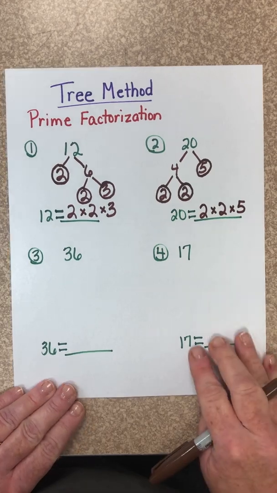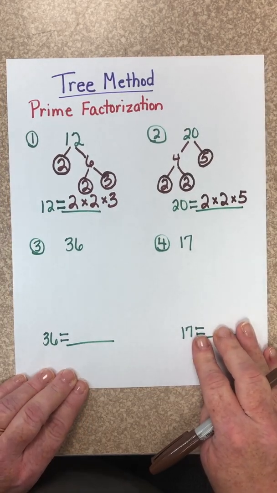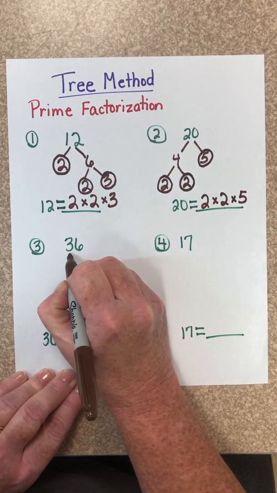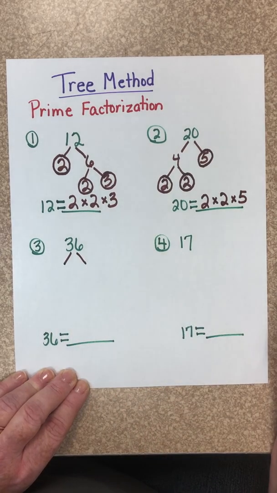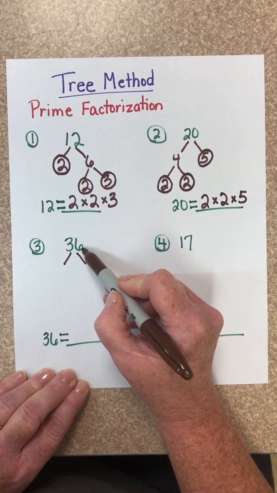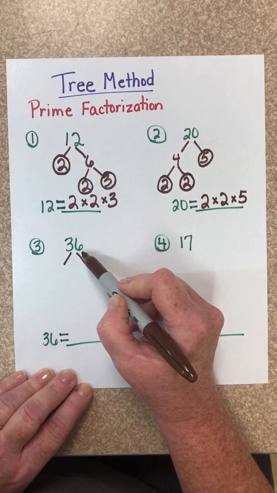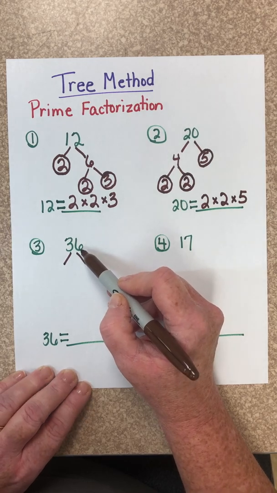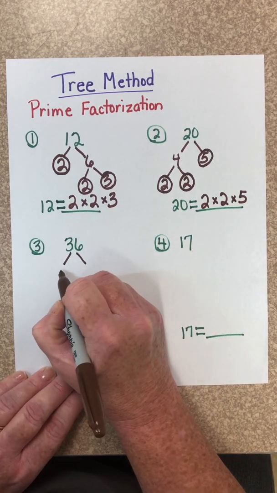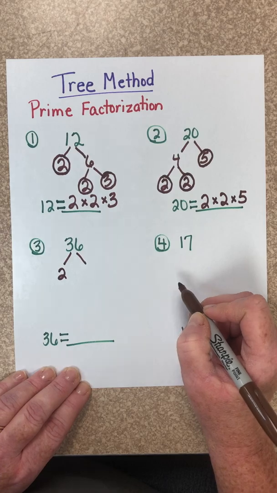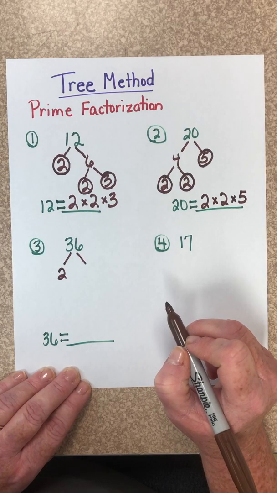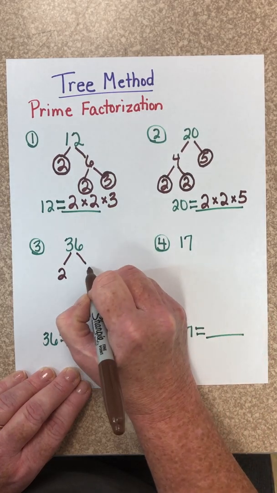Let's go to our third example, and this is 36. So let's do our 2 branches. What times what is 36? Well, 6 is an even number, so that means 36 is an even number, which means we could divide by 2. So let's try dividing by 2. 2 times what is 36? 18?